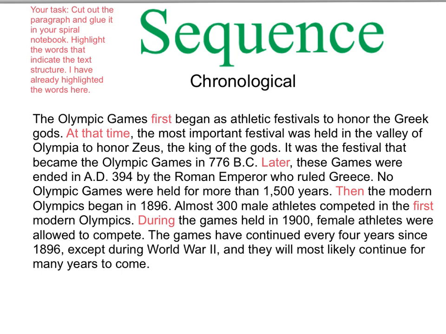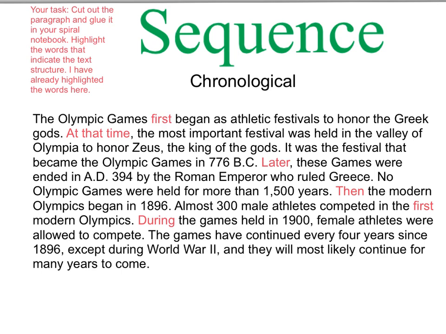No Olympic Games were held for more than 1,500 years. Then the modern Olympics began in 1896. Almost 300 male athletes competed in the first modern Olympics. During the Games held in 1900, female athletes were allowed to compete. The Games have continued every 4 years since 1896, except during World War II, and they will most likely continue for many years to come.